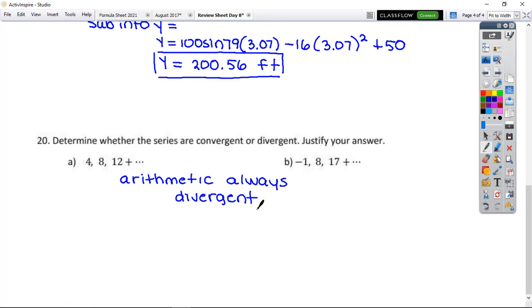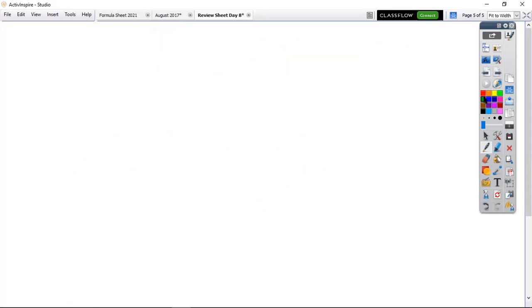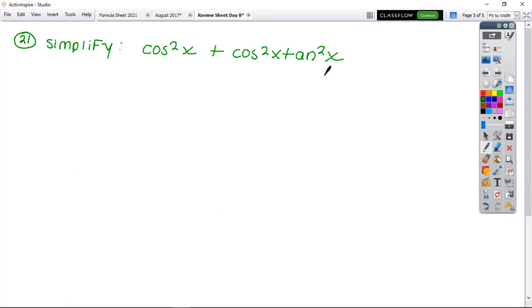Yeah, sure. So I'll do this. I'll make this question 21. So what if we say to simplify cos squared x plus cos squared x and tan squared x. And again, there's no equals on this one, so it's okay that you have the 2 different trig functions. Okay, what should we do with cosine?